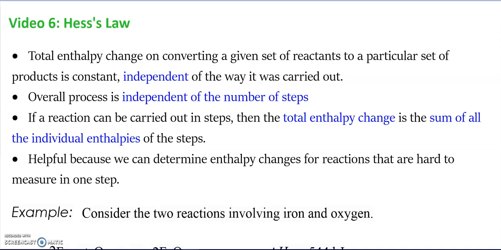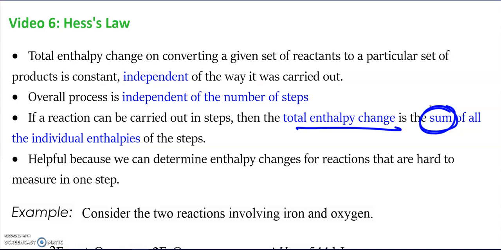So if a reaction can be carried out in steps, then the total enthalpy change, what we're trying to find, is the sum of all the individual enthalpies. So we can add up all the steps to get what we're actually trying to find. This is helpful because we can find the enthalpy changes for reactions that are hard to measure in one step. Sometimes it's hard to actually perform that reaction or find the energy for that particular reaction. So if we can do the steps to get there, we can just add those up.